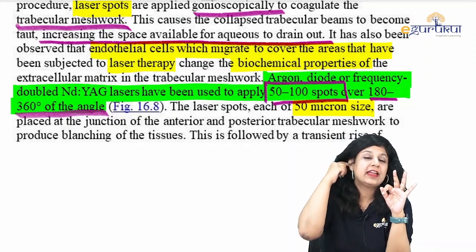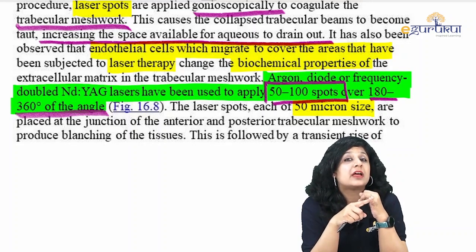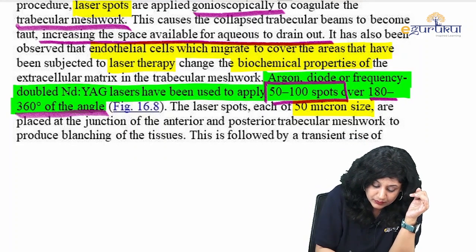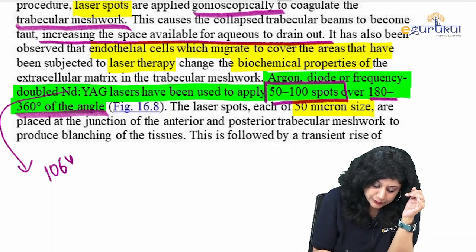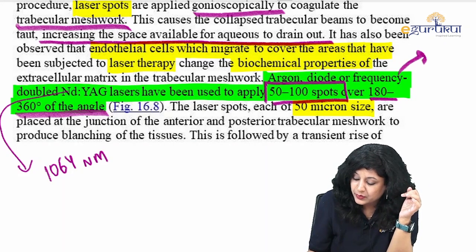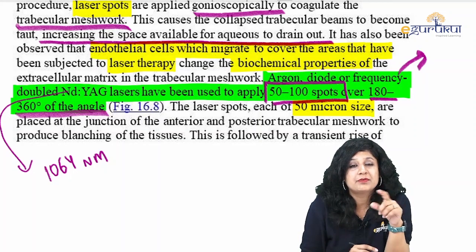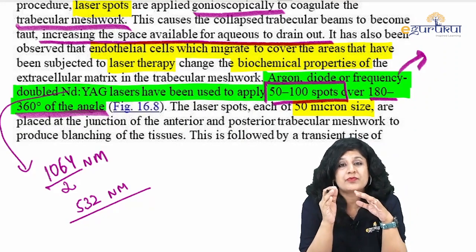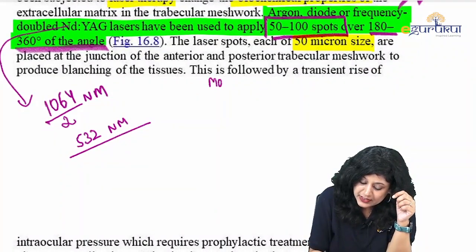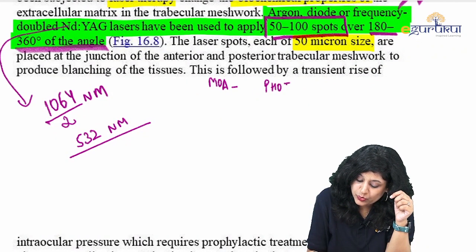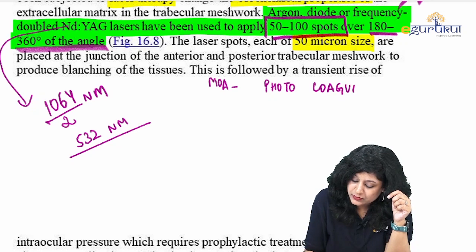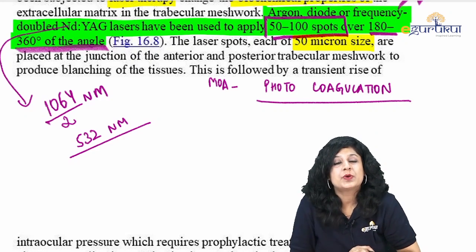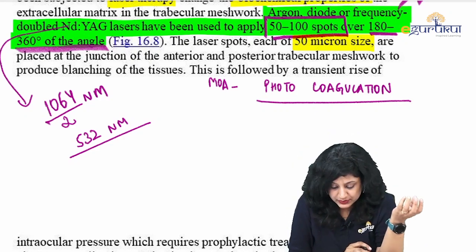What is Nd:YAG? Nd:YAG is neodymium yttrium aluminium garnet, and this has a wavelength of 1064 nanometer. Because this is frequency doubled, when you double the frequency the wavelength will be half, so this is divided by 2 and becomes 532 nanometers. We can use these lasers. What is the mechanism of action? The mechanism of action is photocoagulation of the trabecular meshwork collagen, so that we are increasing the aqueous outflow.